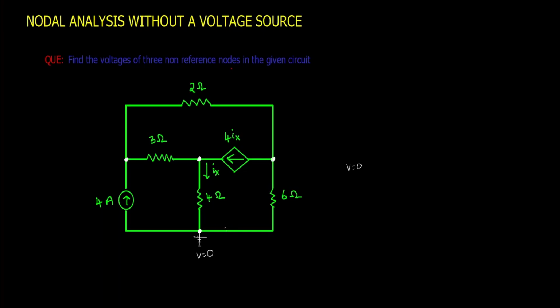And we know that when some electrical components are connected in parallel, they must have the same potential. So the potential here will be 0 and the potential here will be 0 too. Now we are left with three non-reference nodes. Let us name them 1, 2 and 3. Let us consider the potential at node 1 as V1, at node 2 as V2, and at node 3 as V3.